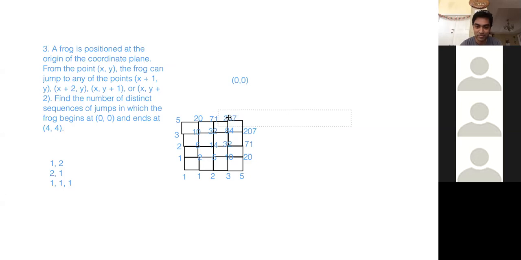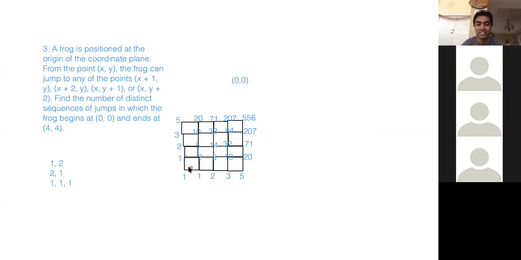71 plus 207 plus 207 plus 71. Good. And what is that? 556. Good. And that is the correct answer. Okay, does this make sense? Yep. Okay, so 556 ways would have been a lot to compute if you actually had to count.